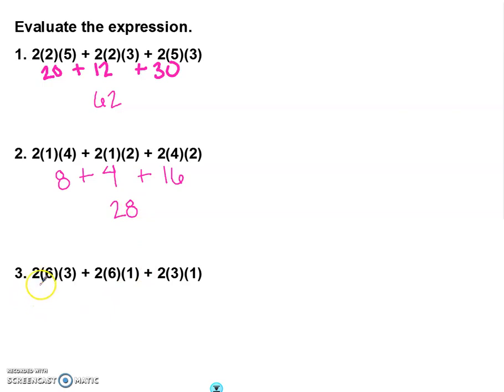One more. 2 times 6 is 12. Or 3 times 6 is 18, and 18 times 2 is 36. 2 times 6 is 12, times 1 is 13. And 2 times 3 times 1 is 6. And then 36 plus 6 is 42. And 42 plus 13 is 55.